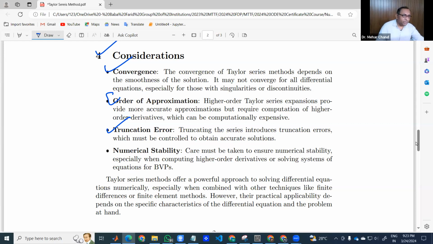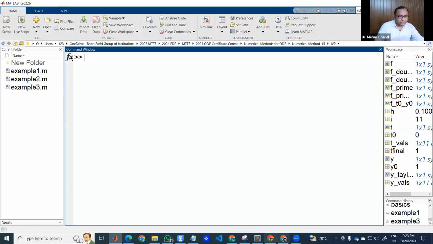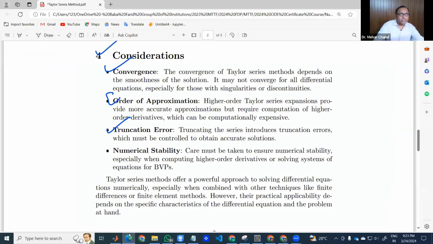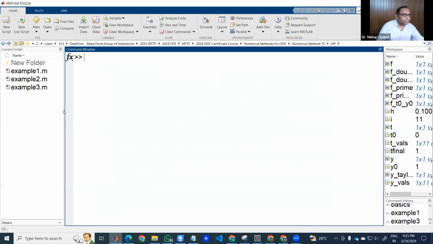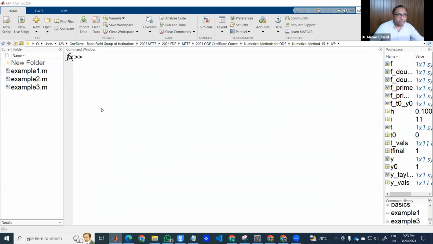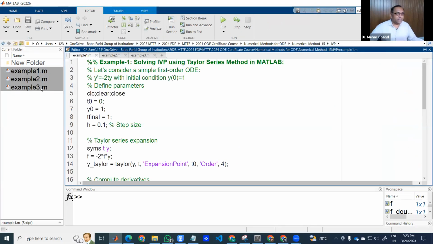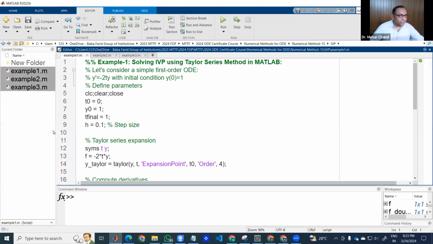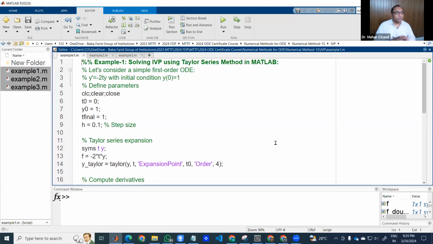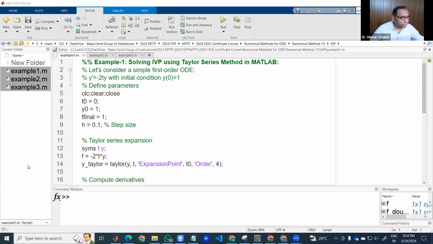So now, one by one, we are going to discuss the methods. So this is not required, and come to this one. I have created 2 folders and several examples are there. These are the examples associated with initial value problems, and they are quite easy. In the very first example, we are using the Taylor series method to solve the initial value problem.